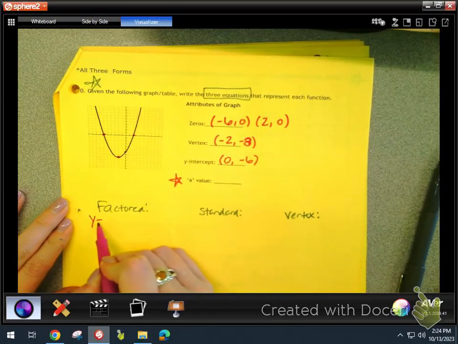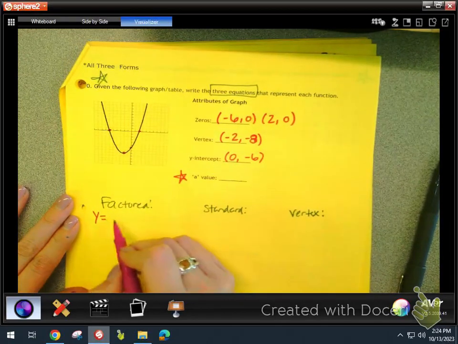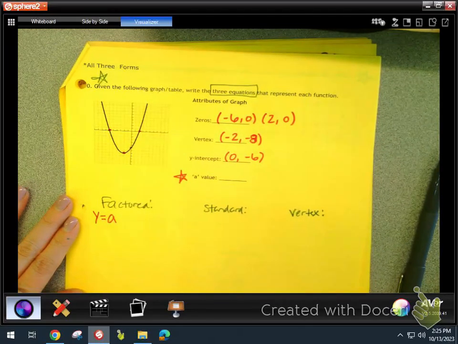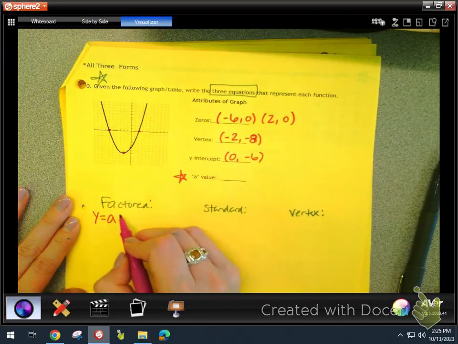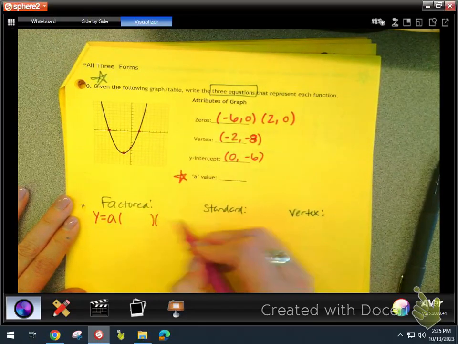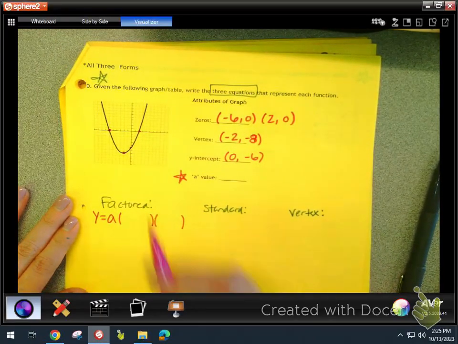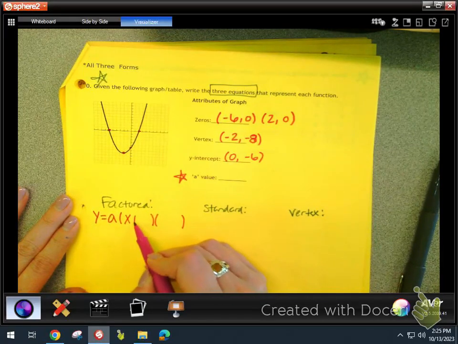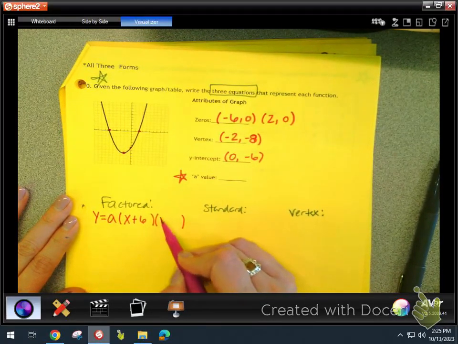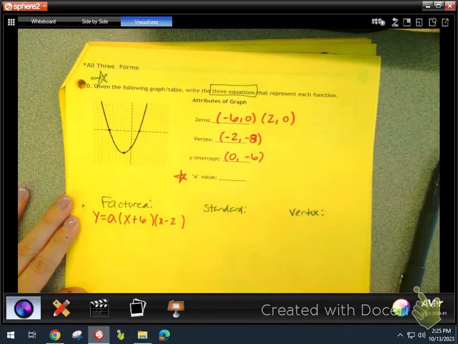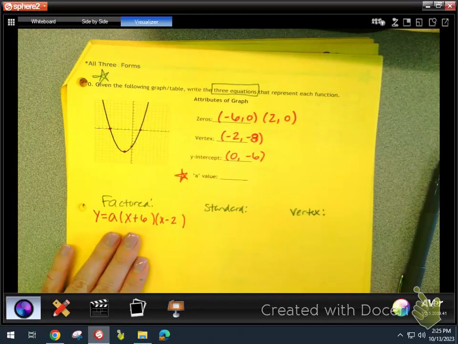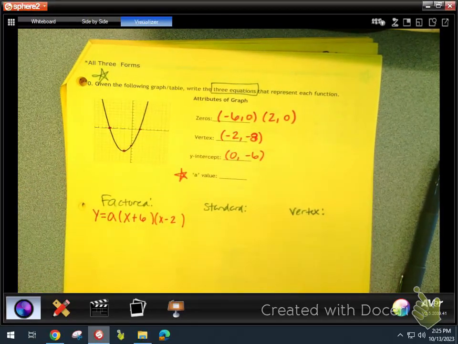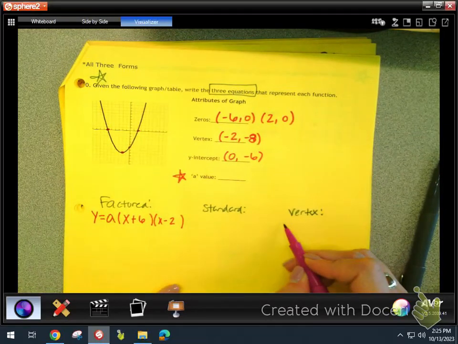Okay, so let's just go ahead and set up our framework. For factored form, I don't know A yet, but I know it needs to go at the beginning. How many parentheses does factored form have? Two. What goes in those parentheses? Your zeros, but how do I write them? Opposite. X plus 6 and X minus 2. It would be fine if you put X minus 2 first and X plus 6 second. That's all good. Okay? Let's set up our vertex form in terms of A.